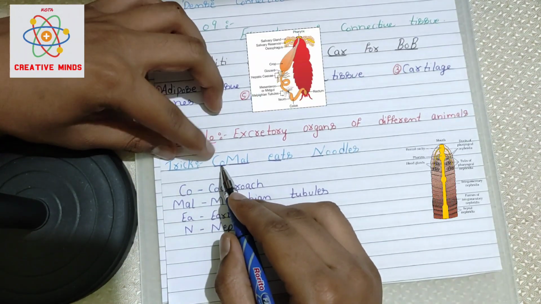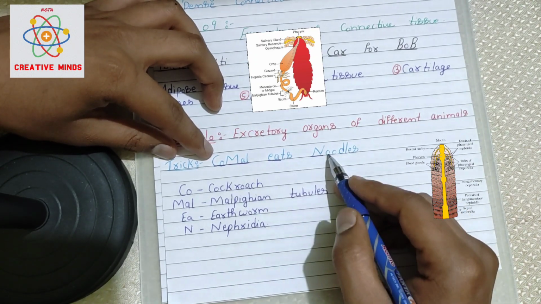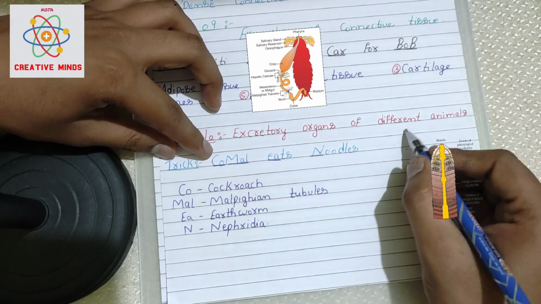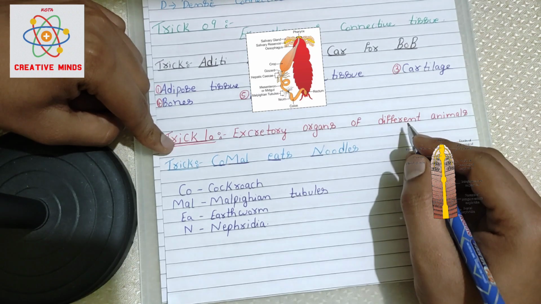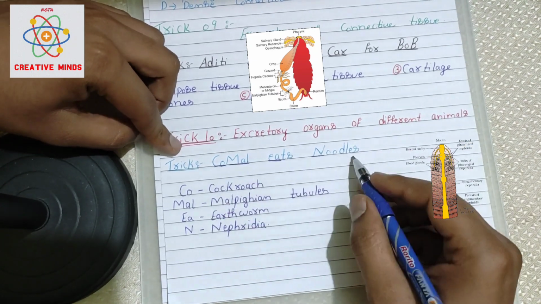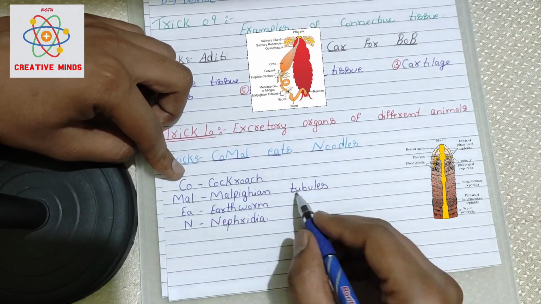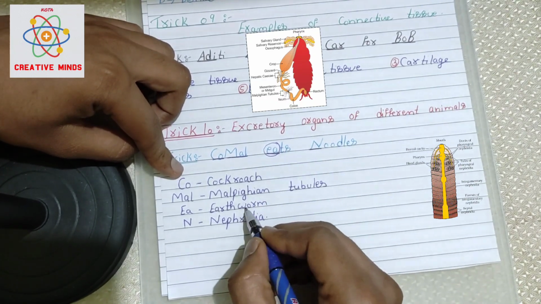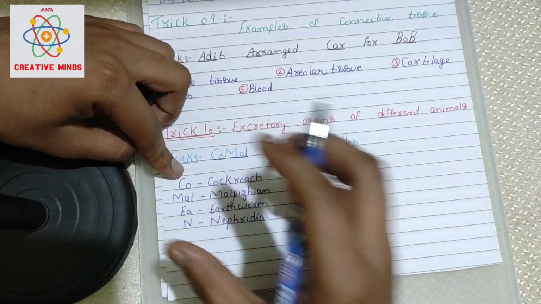Now, our trick is Komal eats noodle. कोमल क्या कर रहे हैं? कोमल नूडल्स को खा रहे हैं. Komal eats noodles. CO. Actually, Komal starts with K, but for our convenience to fit in our trick, I have written C instead of K. Okay, very simple. Komal eats noodles. CO, cockroach. MAL, Malpighian tubules. EA, just focus on this EA. From EA we have earthworm. N, nephridia. Just with small hints, we can easily recall.